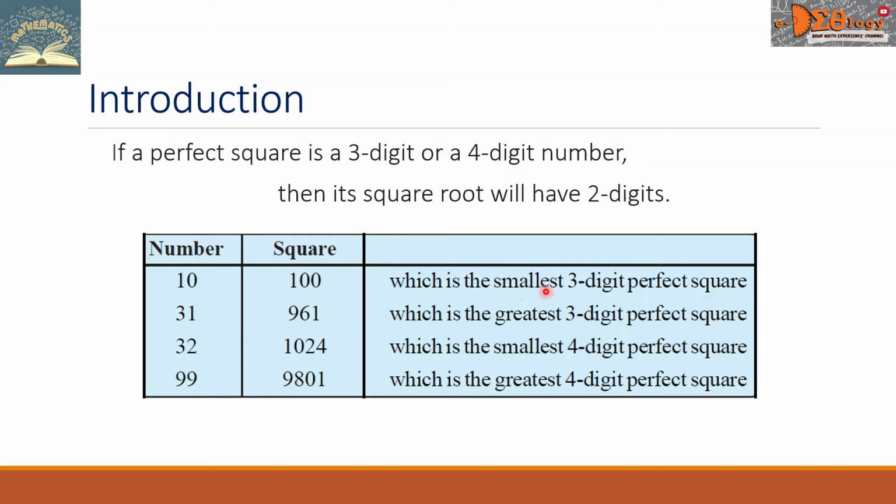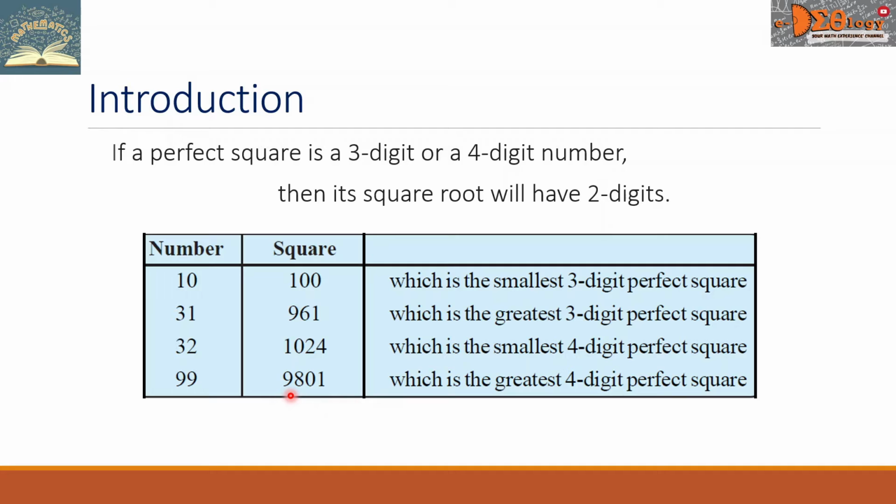This is actually the smallest 3-digit perfect square. What about 961? The square root is 31. And this 961 is the greatest 3-digit perfect square. Next square is 1024 and the square root is 32. This 1024 is the smallest 4-digit perfect square.